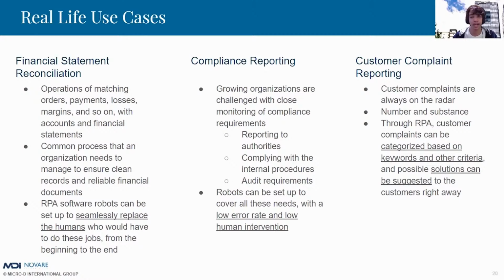So how can RPA help in this scenario? RPA can assist by categorizing the customer complaints. It can be based on keywords or maybe other criteria as well. And on top of this, for low risk complaints, or those that can be addressed quickly by the bot, the bot can suggest possible solutions to the customer right away.